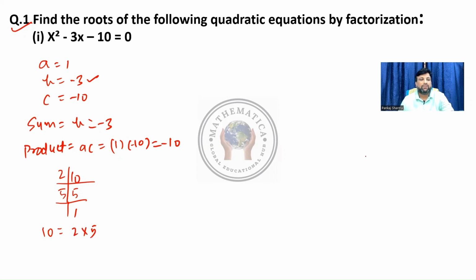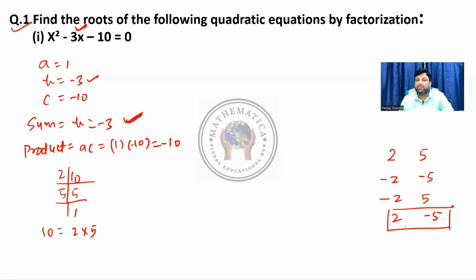With this 2 and 5, we can make the combinations. We can make four possibilities: 2 and 5 both positive, 2 negative and 5 negative, 2 negative and 5 positive, or 2 positive and 5 negative. Our requirement is that the sum should be -3. So if I take 2 plus -5, it will be -3. And if I find the product of 2 and -5, the product will also be -10. So we need to split this -3x as -5x and 2x.